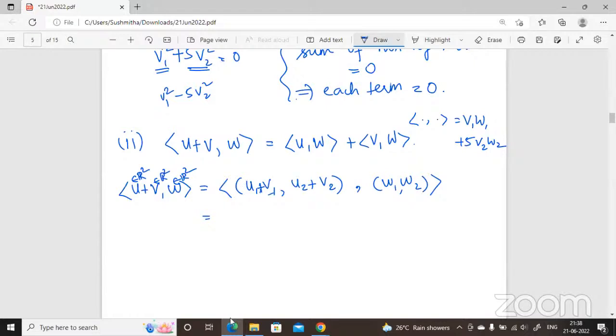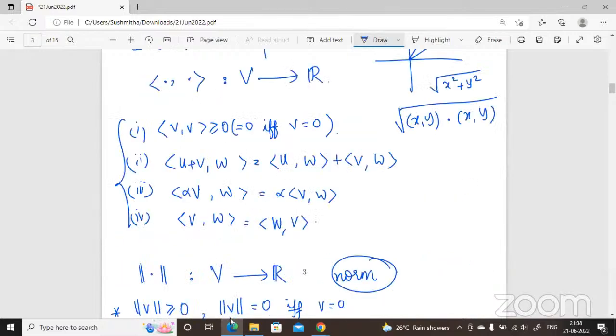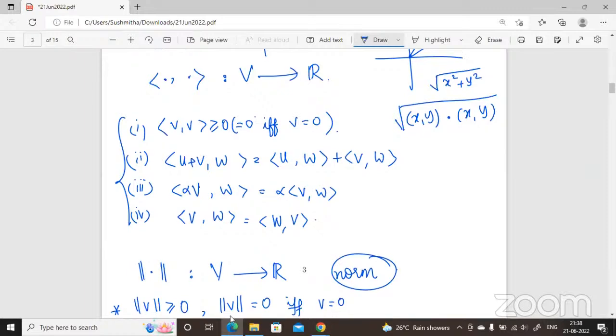So no, this is in R2. In condition 1, you put everything as a V. But in the second condition, we retain the U, W and V, W. Yeah, because that is the condition for the inner product. Check the first condition: when we expand it, V comma V, everything will be in terms of V, V1, V2. But in the second condition, it will be different.